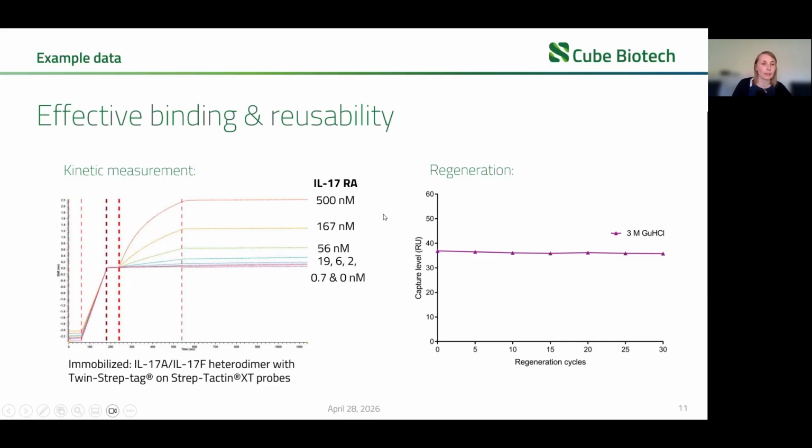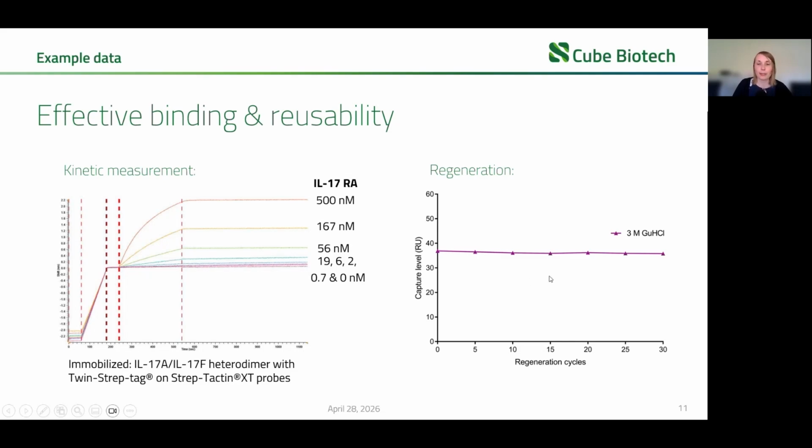So here I show you some example data. On the left side, you actually find a graph that I took from the product insert that is provided by Gator. So what was done here? They immobilized IL-17A, IL-17F heterodimer, also fused to a Twin-Strep-tag, on a Strep-Tactin XT probe, and then different concentrations of the ligand IL-17 receptor A were added. And what you can appreciate here is that the baseline is really, really stable. So the protein is really immobilized, and then you nicely see the dose-dependent dissociation and association curves.